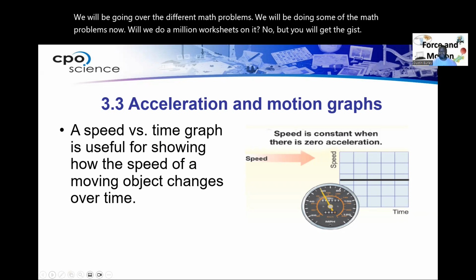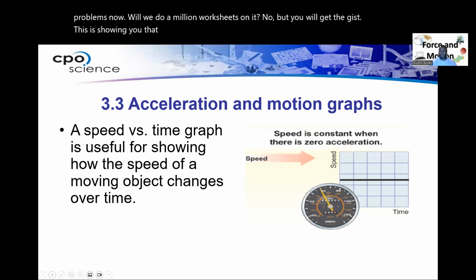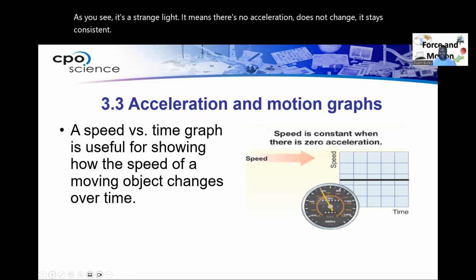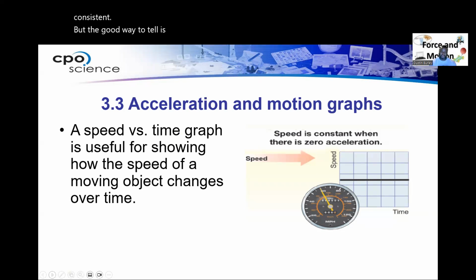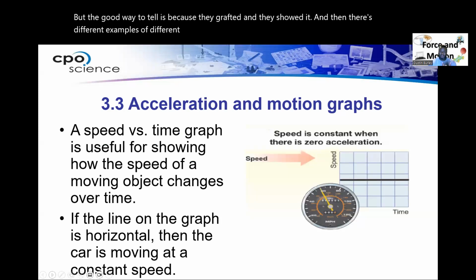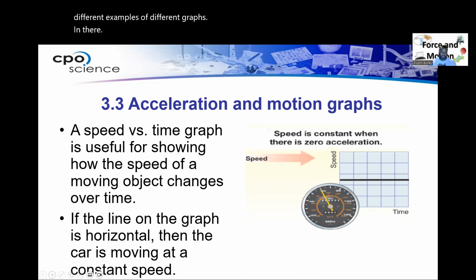This is showing you that speed can be, as you see, a straight line. It means there's no acceleration, it does not change, it stays consistent. The good way to tell is because they graphed it, they showed it. And then there's different examples of different graphs in there. It's just pretty much showing that a car just stays at a constant speed.